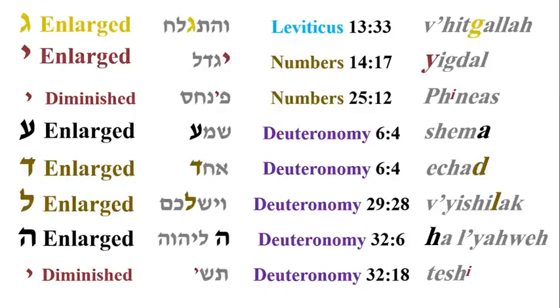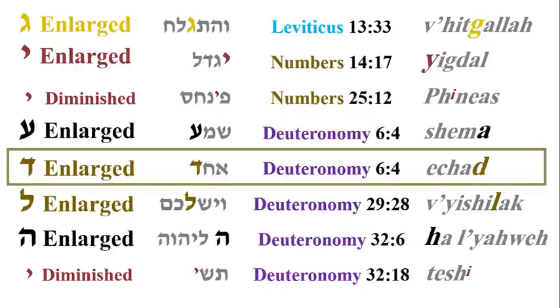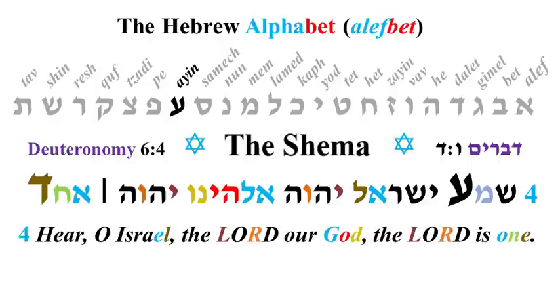He does the same thing. Here's a list of more majuscule and minuscule letters, and look at Deuteronomy 6:4. This is the famous Shema, right? It has an enlarged Dalet in it. And the Shema, remember, is Shema Israel, the Lord our God, the Lord is one. Shema Israel, Yahweh Eloheinu, Yahweh Echad.